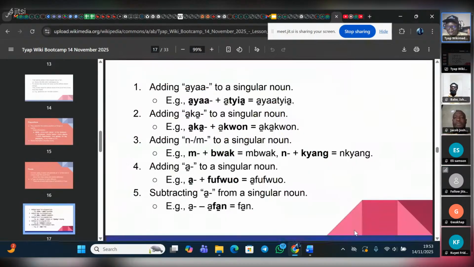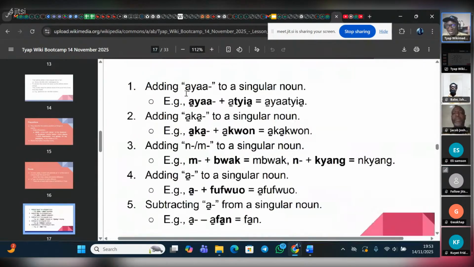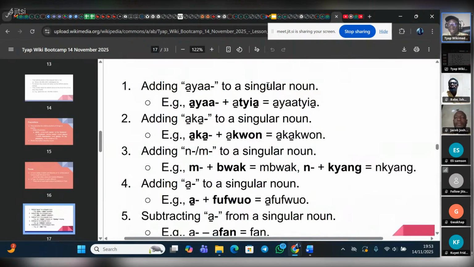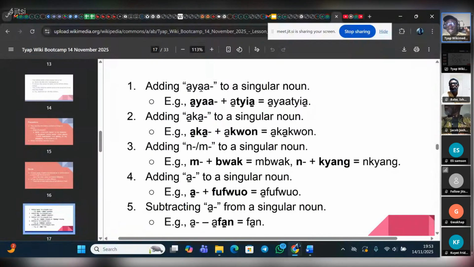The very first one in Tyap is the use of a ya. A ya is usually added to singular nouns, and a ya is usually used for words that belong to the wu definite article group. So if you have a tio, a yang, a tiobu, a nedu, these are pluralized oftentimes by the addition of a ya. So a ya plus a tier, which is the word for father, we are going to have a ya tier. But then we find out that the first a in a tier is usually deleted, and the a ya and the a tier are joined together to give us aya tier.